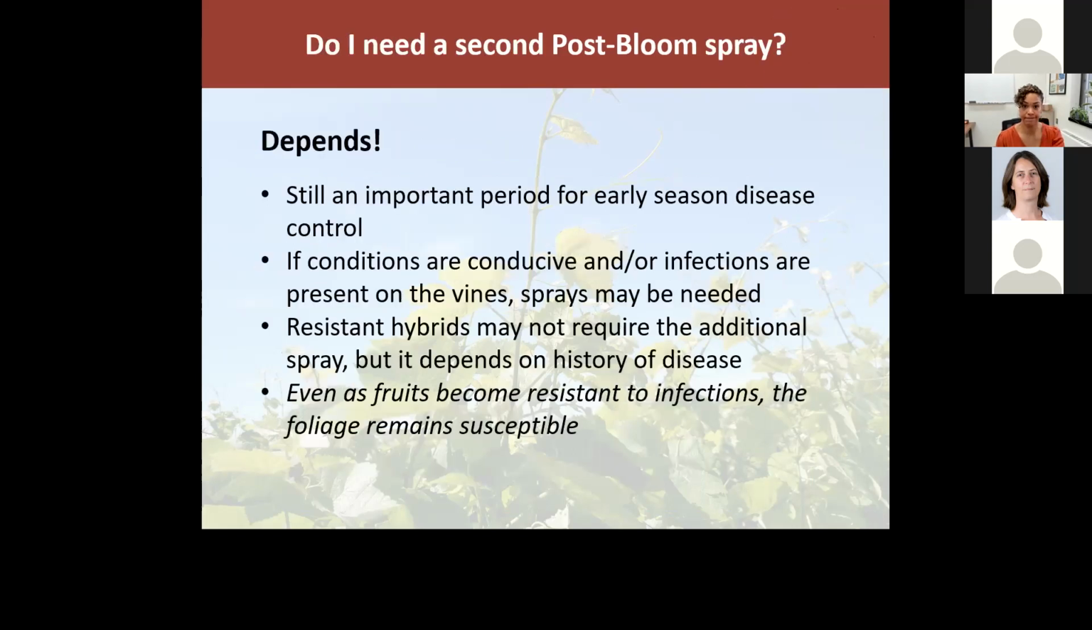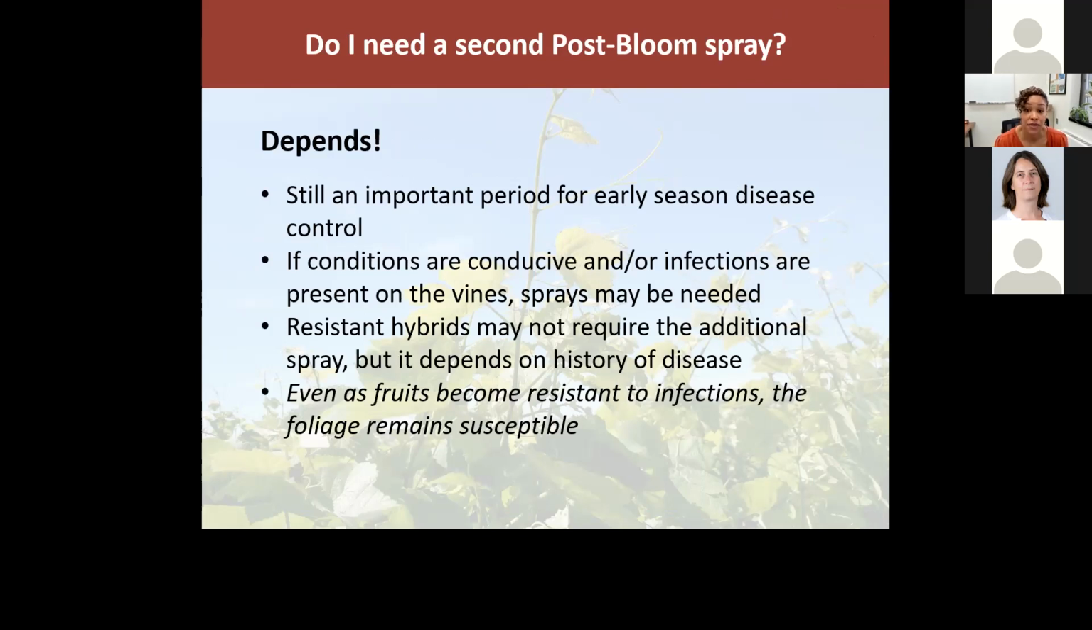So do I need a second post-bloom spray? It really depends on the varieties that you grow, if you grow particularly susceptible varieties, but it's still a really important time for early season disease control. So I would say if conditions are really conducive or infections are present on the vines that you see during your scouting program, sprays might be needed.